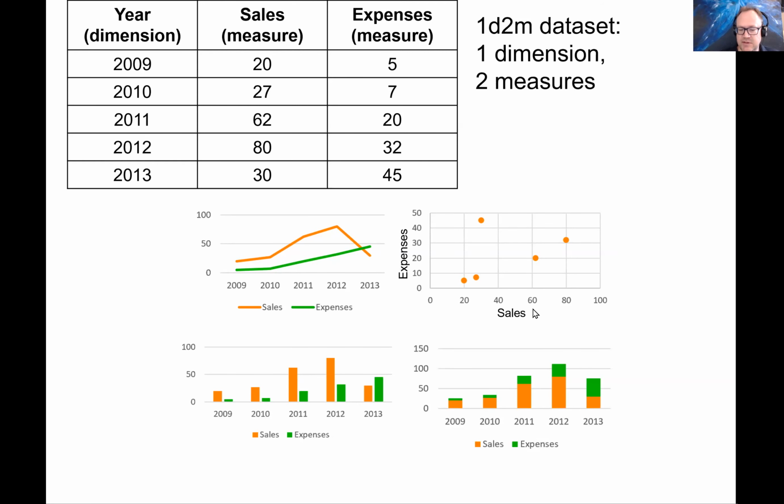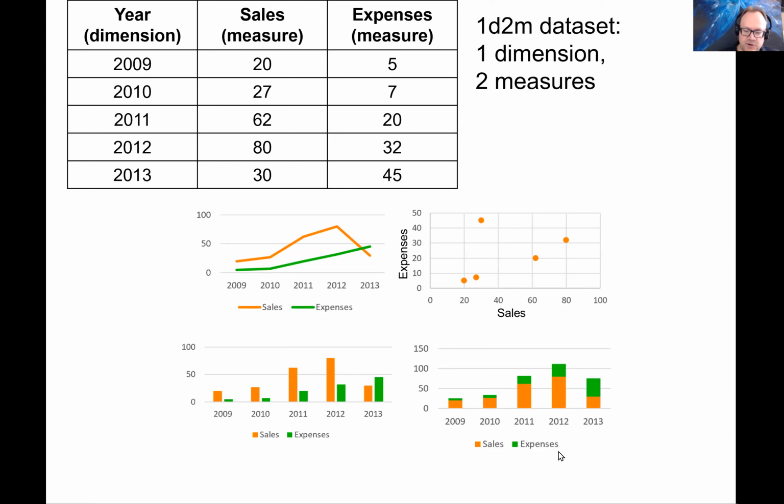The scatter plot is nice if you're interested in correlations, if you're interested in seeing if there's a correlation between two measures. The stacked bar chart is nice if you're interested in totals, if you want to see the total for each year and maybe compare two different years. However, the stacked bar chart has a disadvantage.